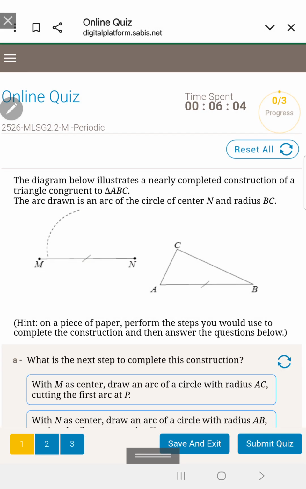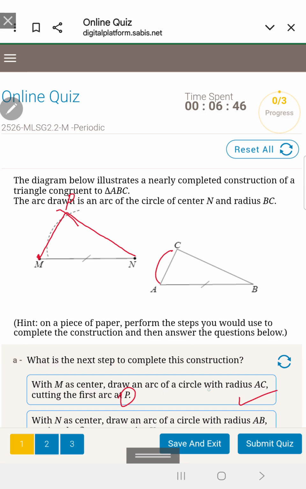Now, in order to construct side AC, you have to put the compasses center M here, and then you open the compasses with an arc AC, and then you draw a small arc here. And you label this point P. Like this, you ensure that MP is exactly equal to AC. Now, if you connect PN, you get exactly the same triangle as ABC. So this means the first option here must be chosen with M as center.